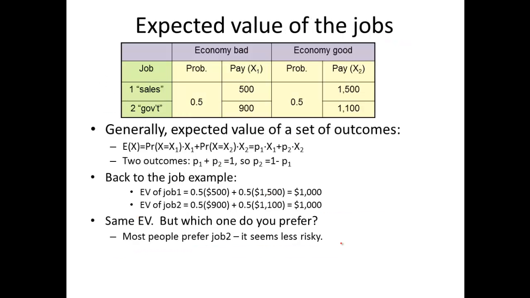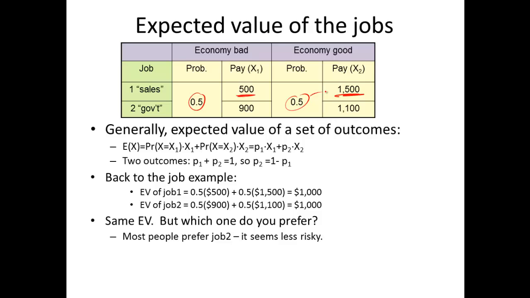All right, let's take this expected value idea back to the jobs. So how's this going to work? Well, we want to weight up these potential outcomes. For example, the sales job has one potential outcome, which is 500, another potential outcome, which is 1,500. The probability that you get paid 500 is 0.5. The probability you get paid 1,500 is 0.5.